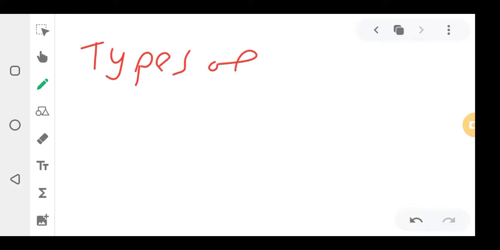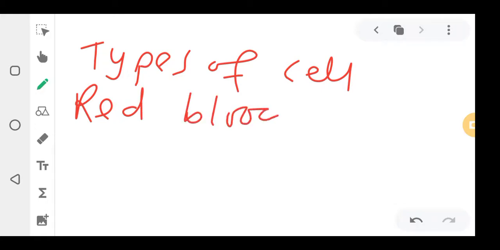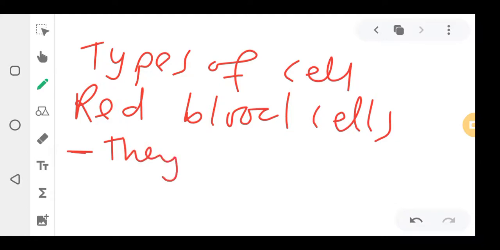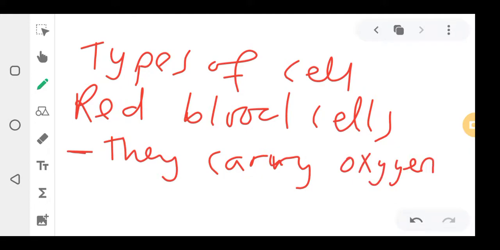We also have got types of cells. There are the red blood cells. These ones carry oxygen around the body.